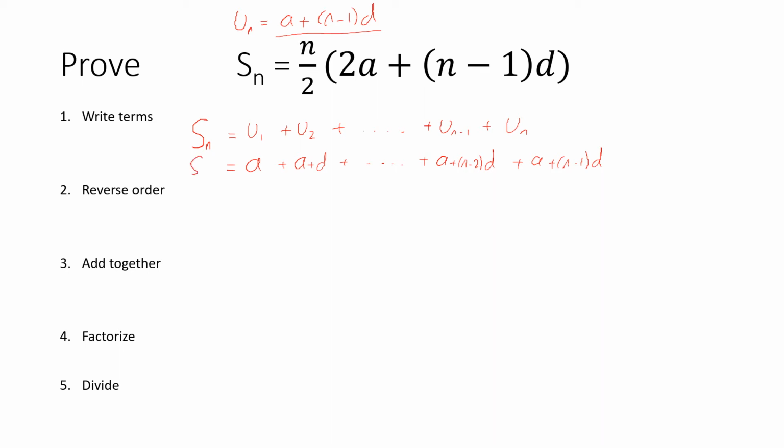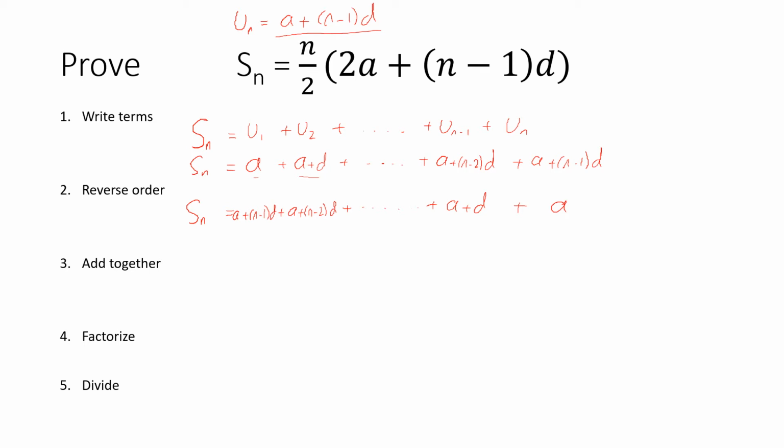And I've said here that our next step, our second step, is to reverse the order, and I'm going to do just that. So I'm going to write out still Sn, but instead of writing a on the left-hand side, I'm going to write that on the right-hand side. Instead of writing a plus d on the second term, it's going to be the penultimate term. Middle bit, don't really care about. And then we've got these last two terms here, so a plus n minus 2 lots of d, and a plus n minus 1 lots of d. Really should have given that a little bit more space to breathe, but hopefully you can still see that.